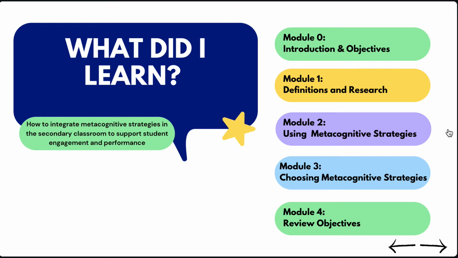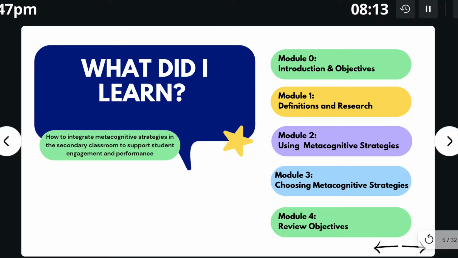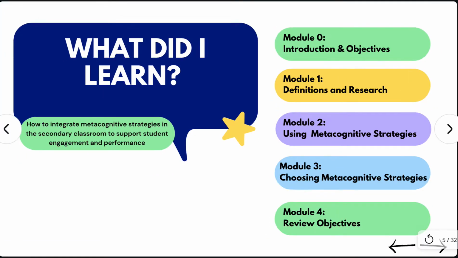All right, so this would be the first screen of the course. It's called "What Did I Learn? How to Integrate Metacognitive Strategies into the Secondary Classroom." So I have 5 modules. The first and last one are just the introduction, reviewing objectives, things like that. Then modules 1, 2, and 3 have all of the content.